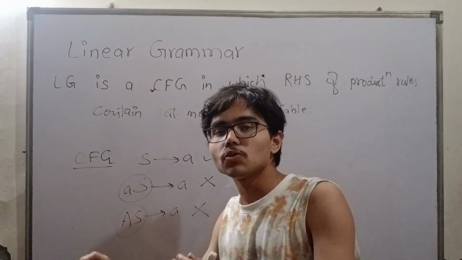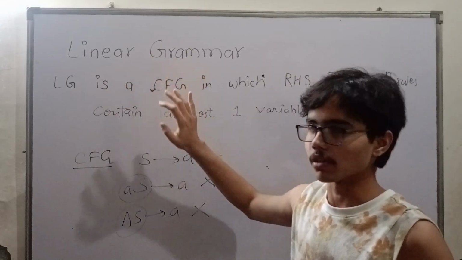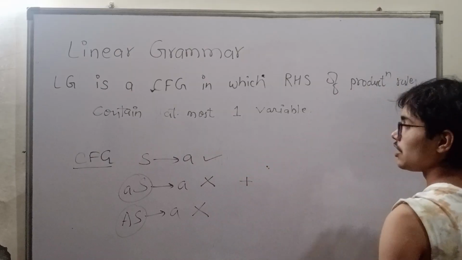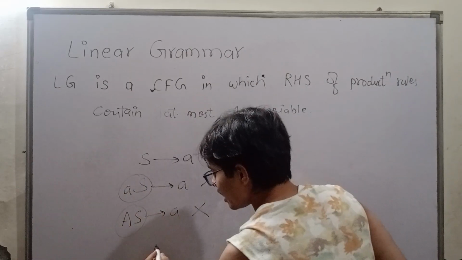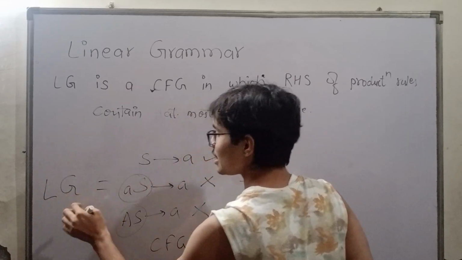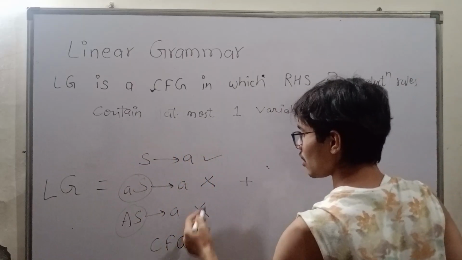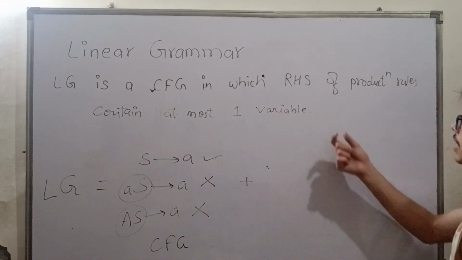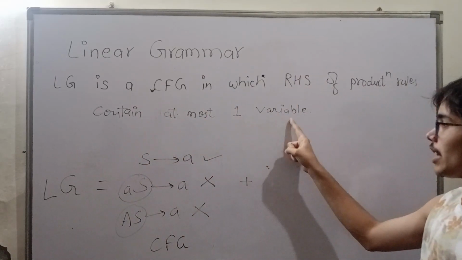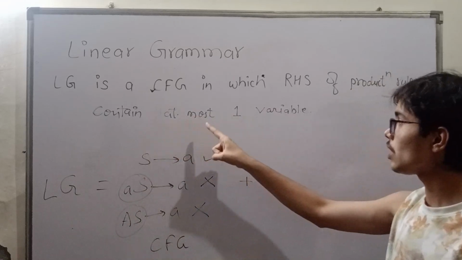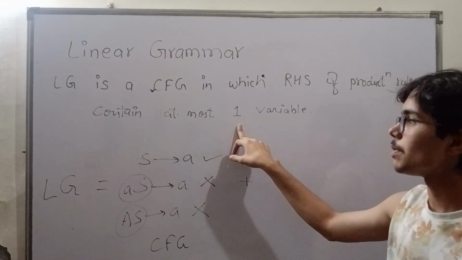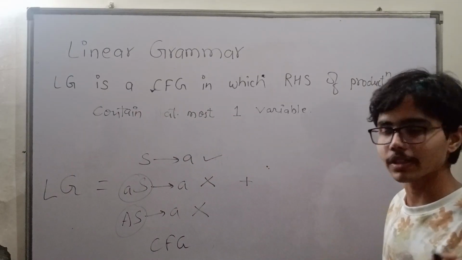But what are the additional rules that result in changing the name of the grammar? This is a context-free grammar. What is the additional rule which applies to make it a linear grammar? The RHS of production rules contains at most one variable. That means in the RHS part, at most one variable can be present.